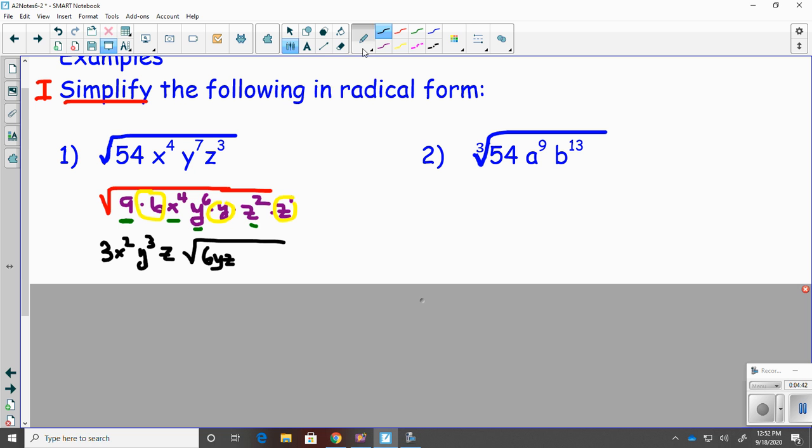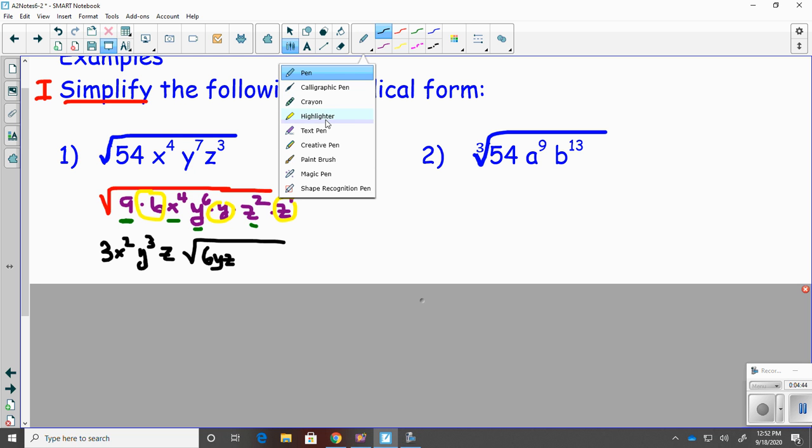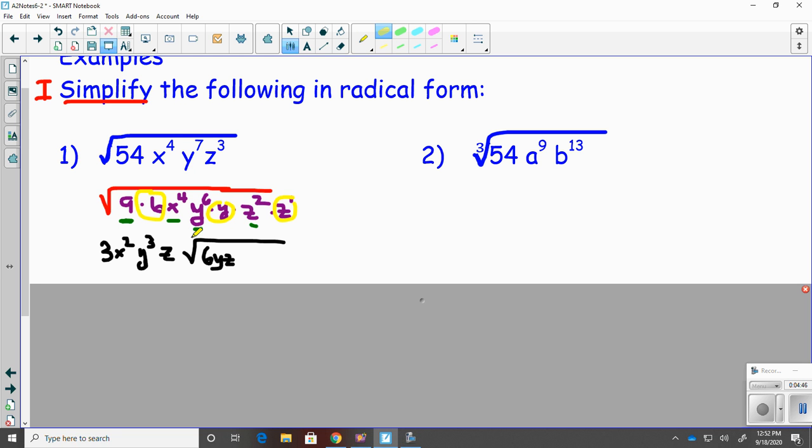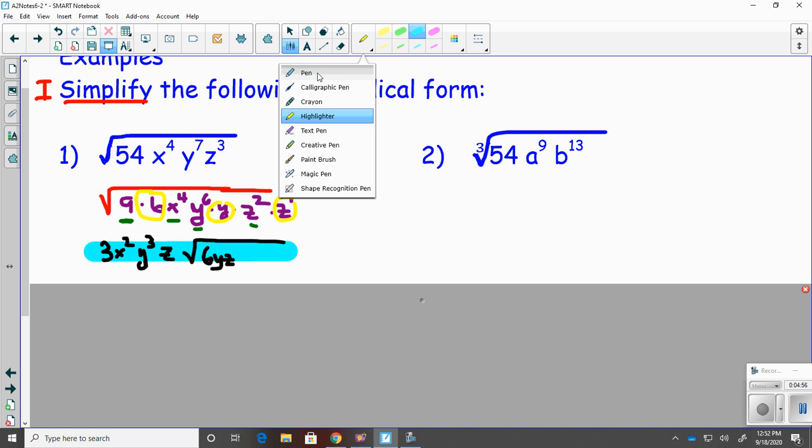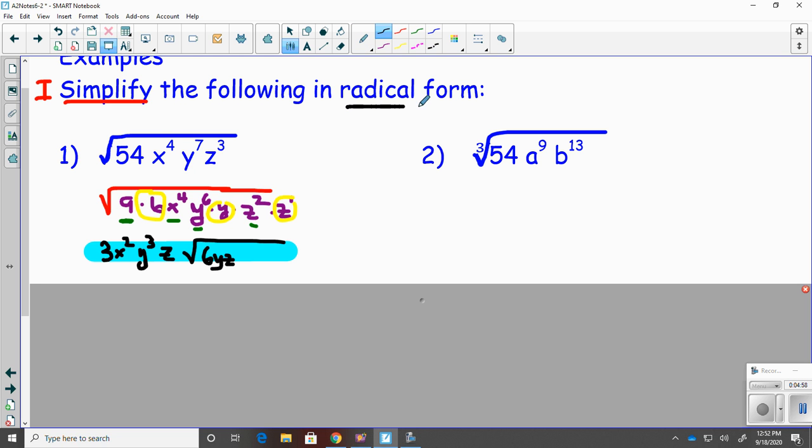Okay, so that would be your final answer. That's called simplified radical form. Now, I know it may not look like it's simplified because there's a lot going on there, but that is the best simplified radical answer. Please make sure when you are doing radical form, you never give me decimals.